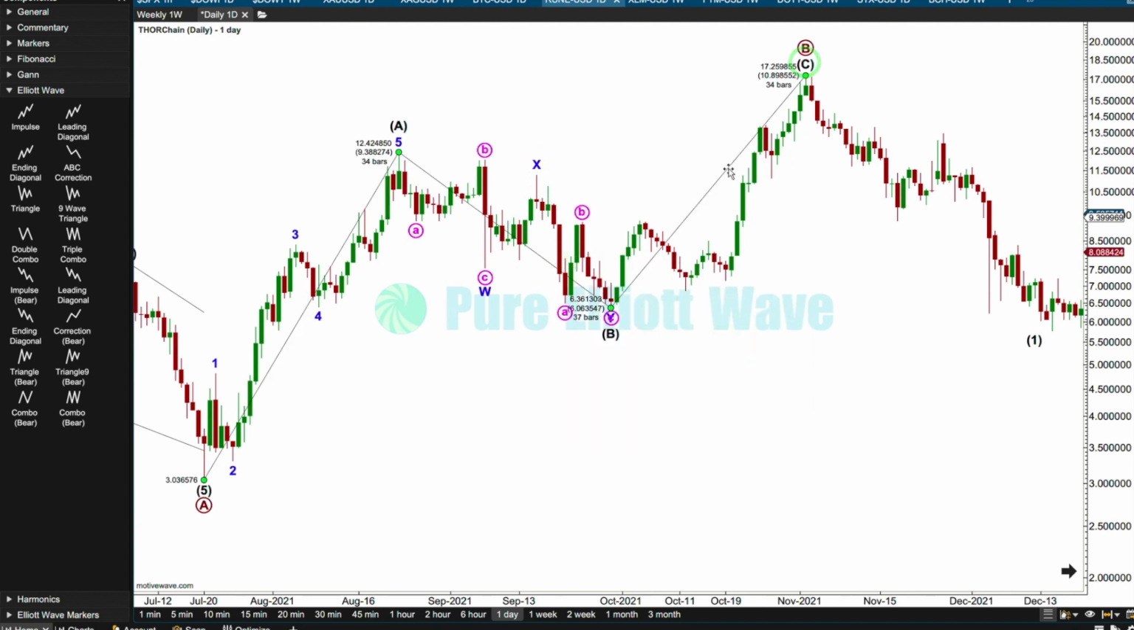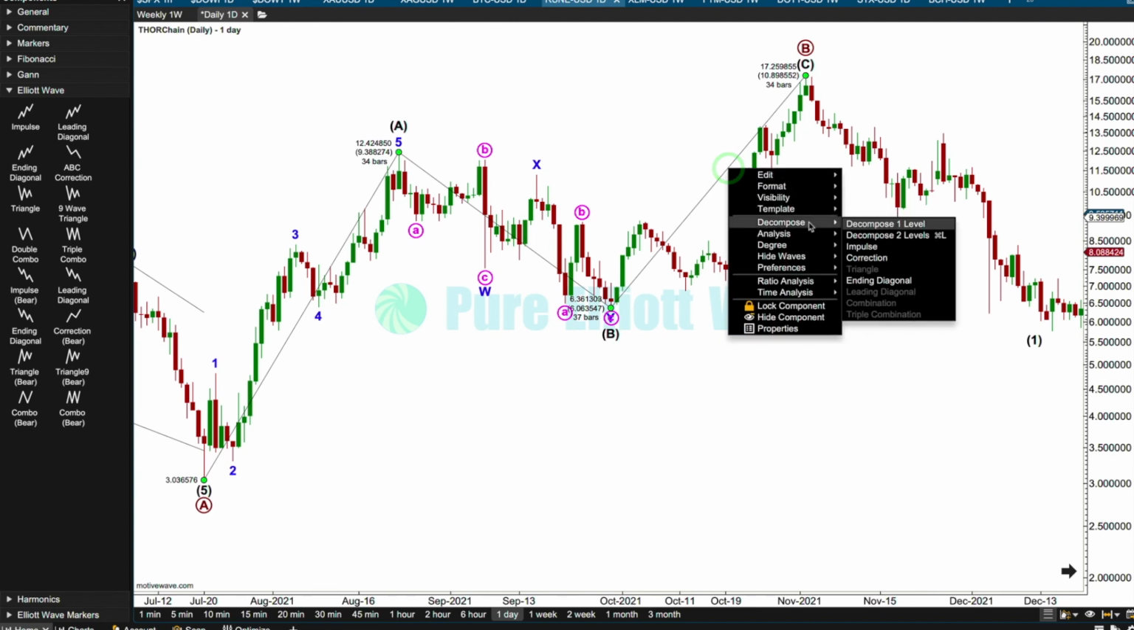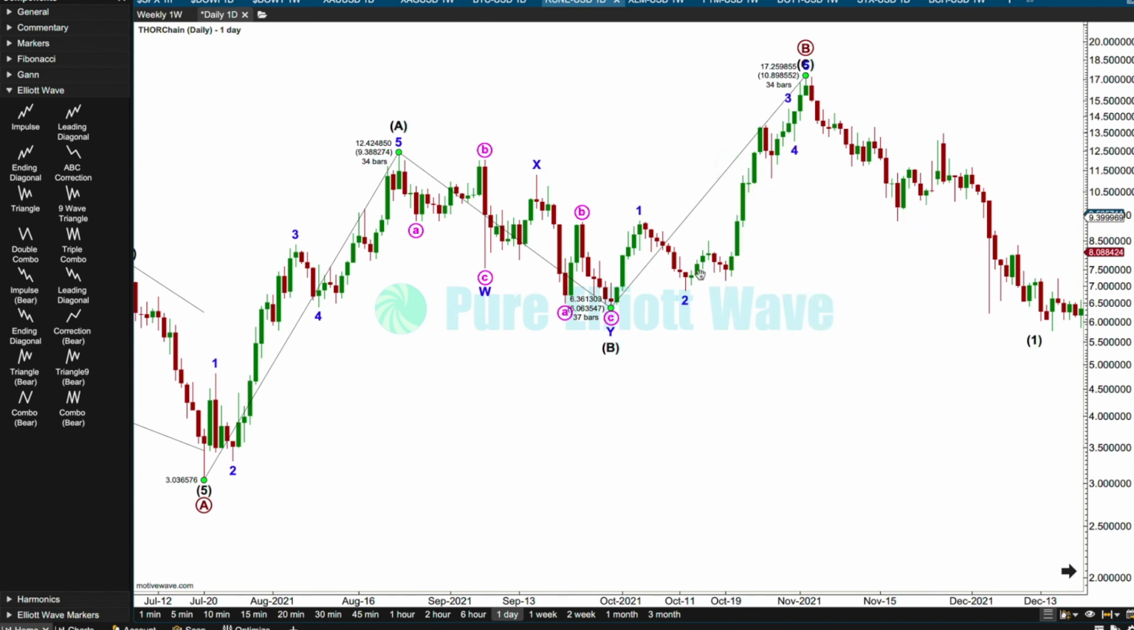And intermediate C, is this going to subdivide as an impulse? Oh yeah, it will, if you put the third wave up there, and then the third wave here. No, let's put this here, like that. That's better.